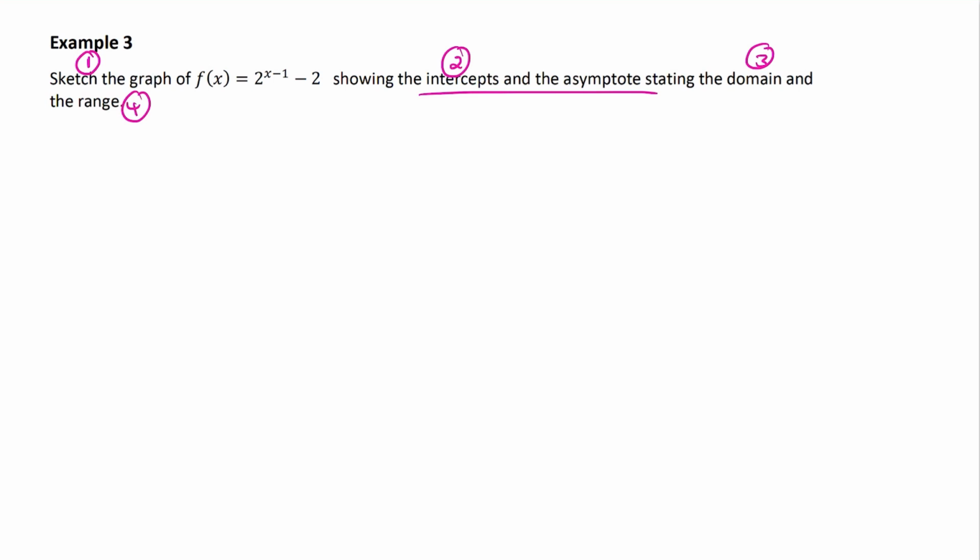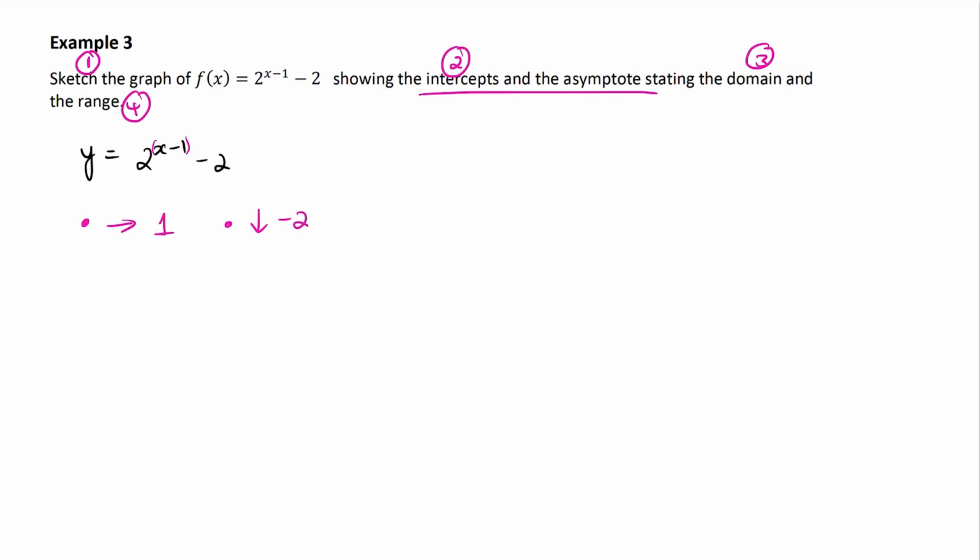But we can just start by looking at what transformations have happened. So we've got the graph of y is equal to 2^(x minus 1) minus 2. There's been no reflections, but we've got a horizontal translation in the positive direction by 1. So remember, these have got little brackets and our sign changes, and then we've moved down by 2.